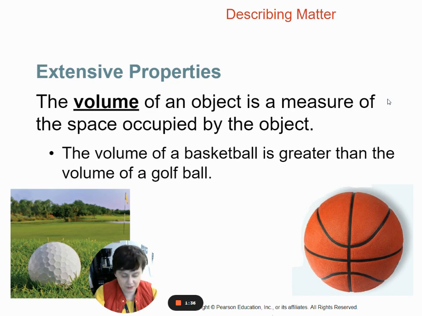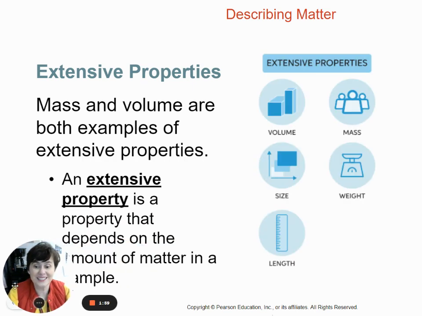The volume of an object is measured by the space occupied by the object. Obviously, the basketball takes up more volume than the golf ball. And if you divide mass by volume, you get density. But we learned earlier that density is intensive, and that's what I'm going to get to in just a second. Mass and volume are extensive. These properties depend on the amount of matter in a sample, as in, to what extent do we have this stuff. Looking at volume, mass, size, weight, and length, again remember our endless debate of mass versus weight. What matters is how much of it we have.